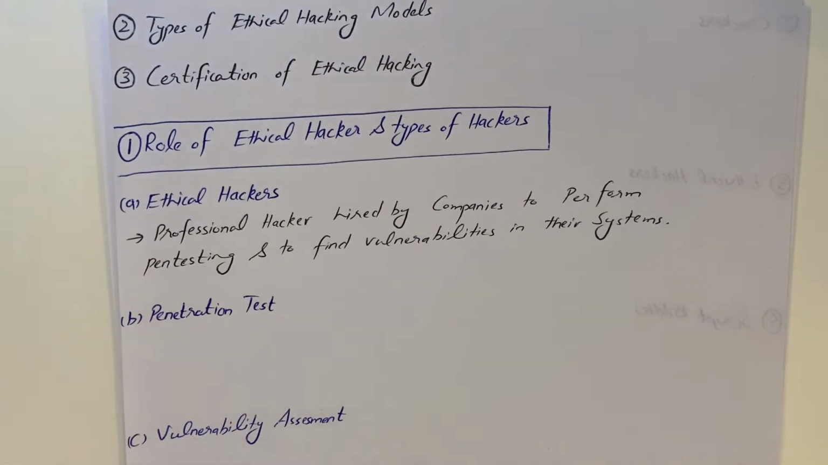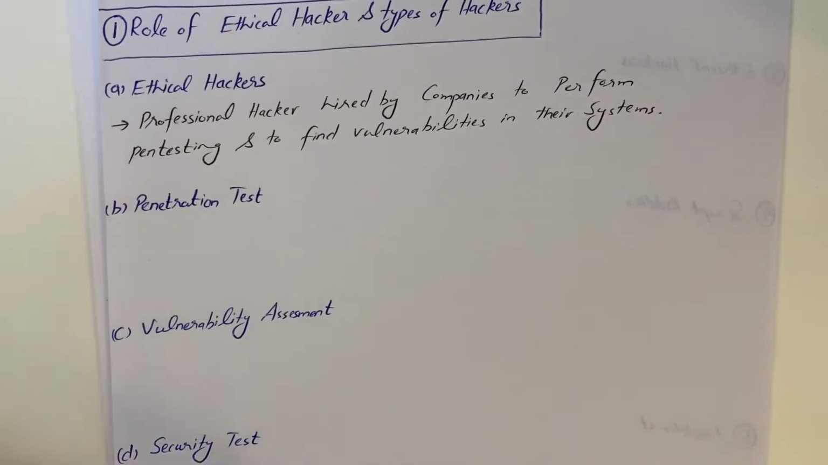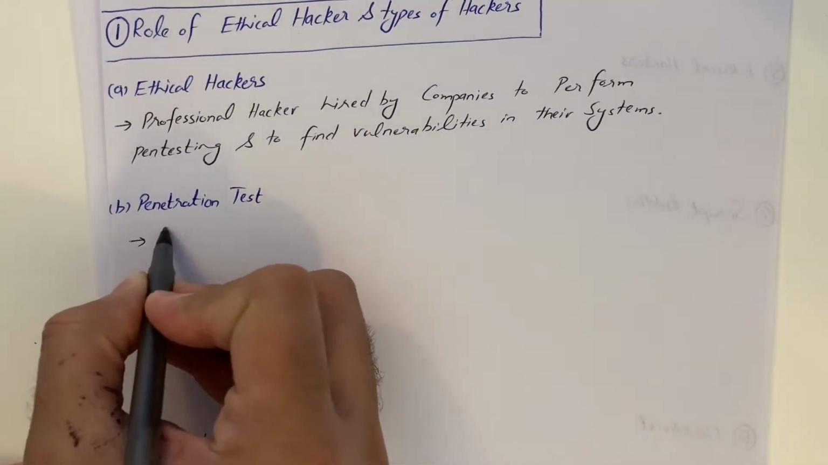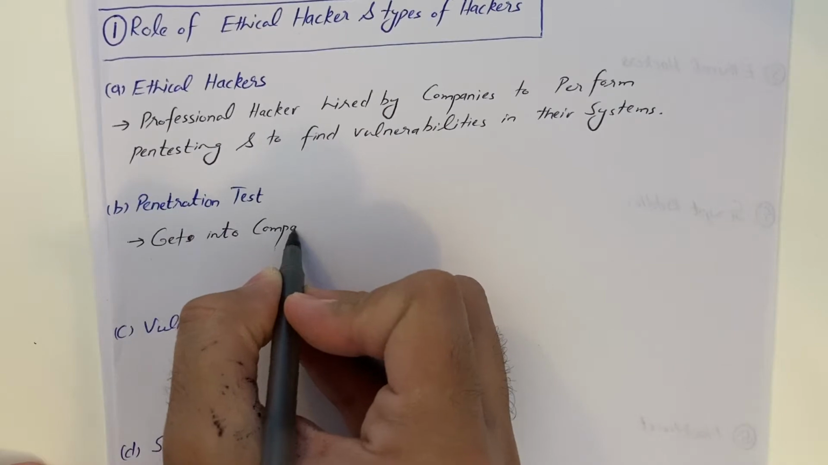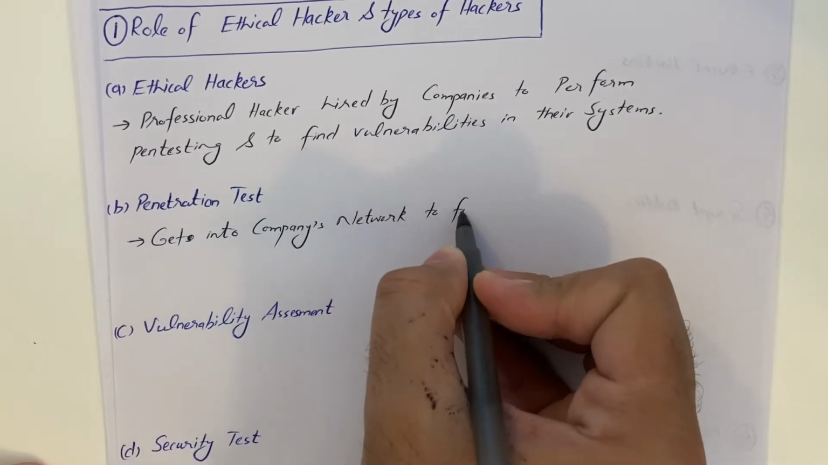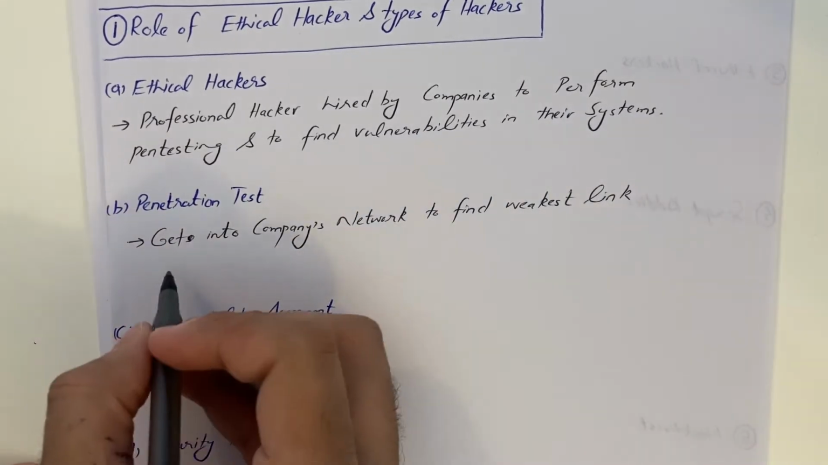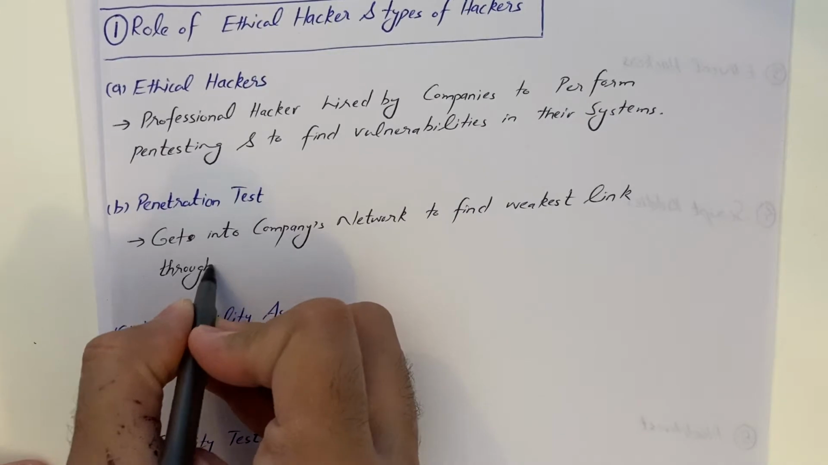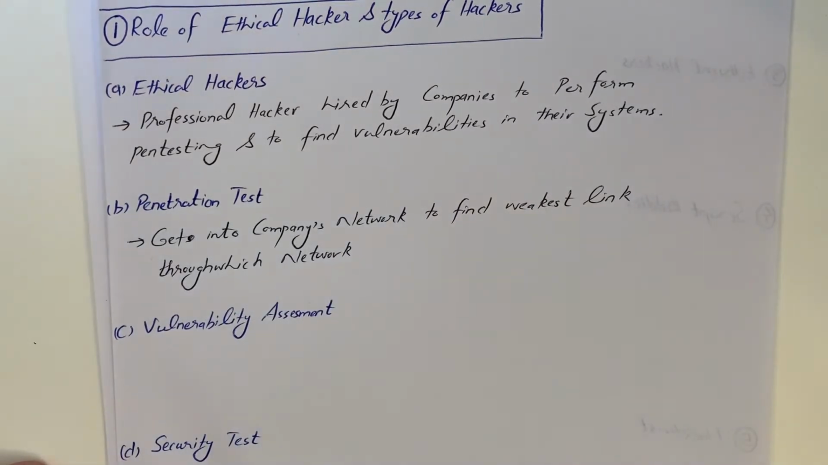Okay, the next is the definition of pen testing or penetration test. As we already talked about, pen testing is basically where hackers find the weak point or weak link of an organization and break into their security. So that is basically called penetration test. A pen test is basically getting into companies' networks to find the weakest link through which the network can be compromised, or their servers can be compromised.